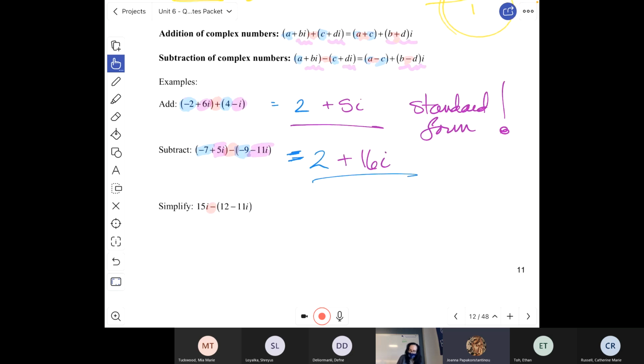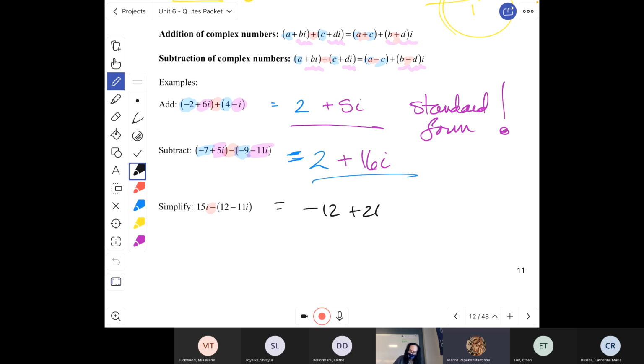Okay, let's look at the next example. Combine like terms and tell me what you get. Simplify that, and what do you get? I agree 100%. And again, we're writing it in standard form.